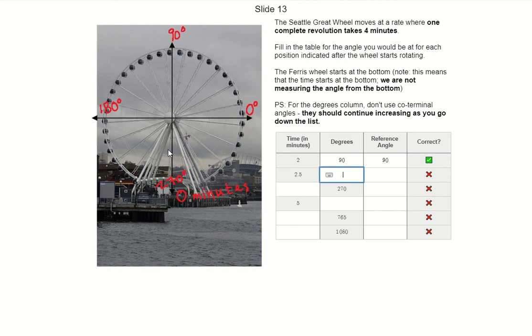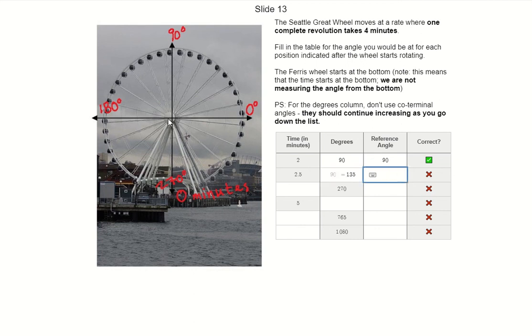Now, 2.5 minutes. So if 2 minutes got us up here, that means 1 minute got us halfway there. So a quarter of this Ferris wheel is 1 minute. 1 minute, 2 minutes, 3 minutes, 4 minutes, right? 4 minutes around. So that means here's 2 and here's 3. We're looking at 2.5. So we're halfway from 2 to 3. 45 degrees is halfway from 90 to 180. 90 plus 45 is 135. So this is going to be a 135 degree angle.